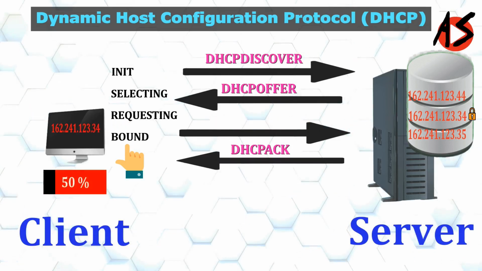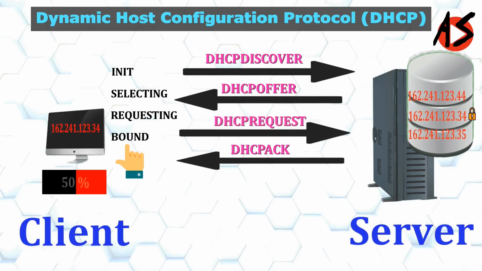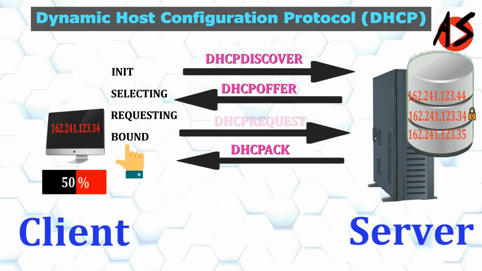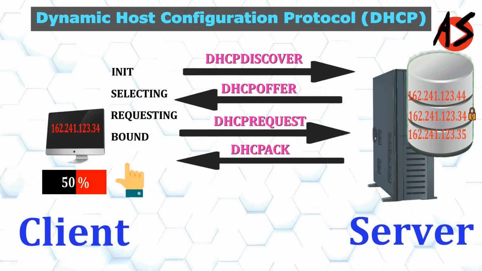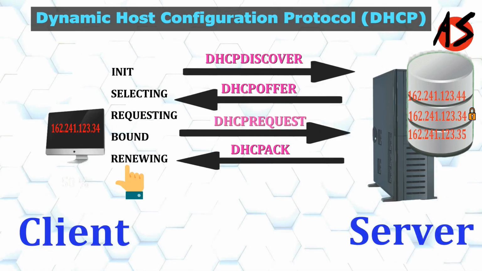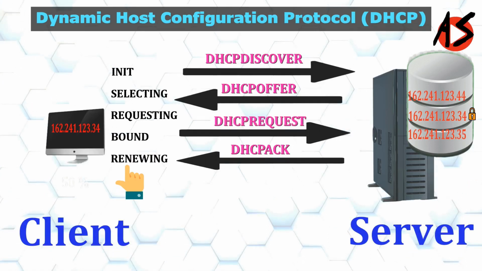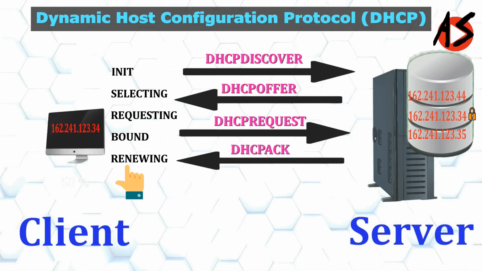When 50% of the lease period is reached, the client sends another DHCP request to ask for renewal. It then goes to the renewing state. When in the bound state, the client can also cancel the lease and go to the initializing state.